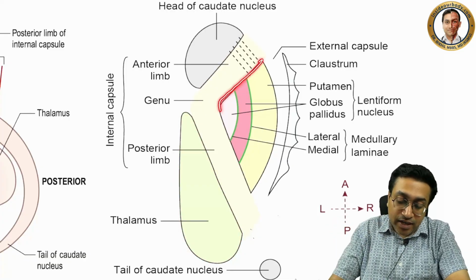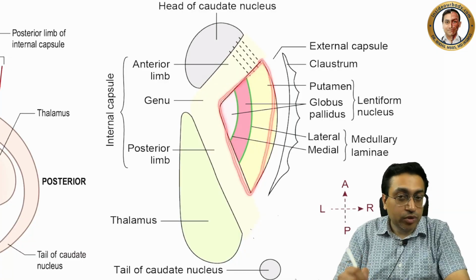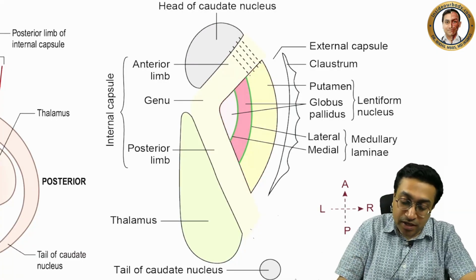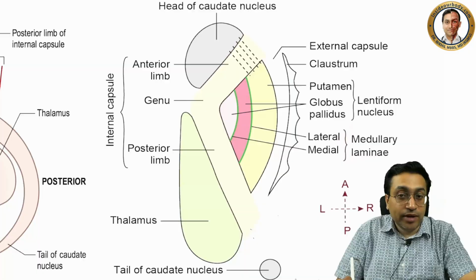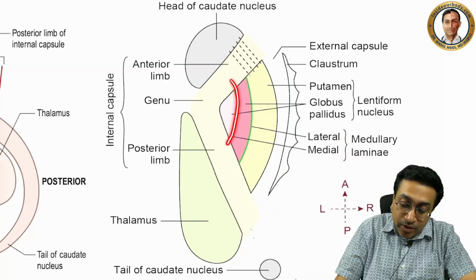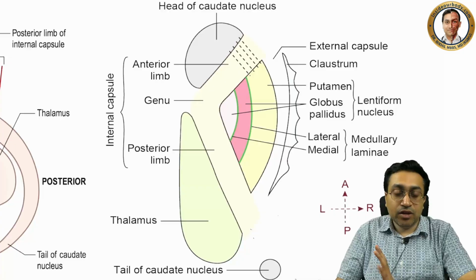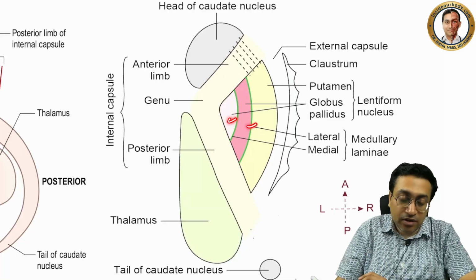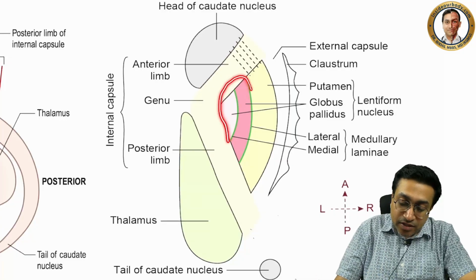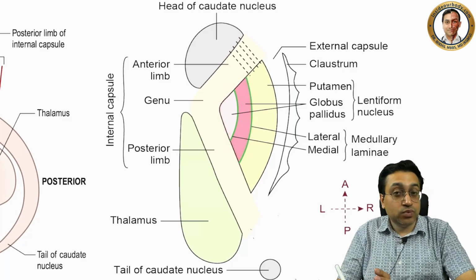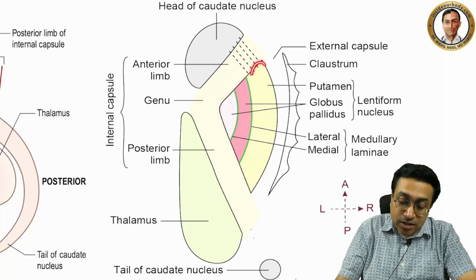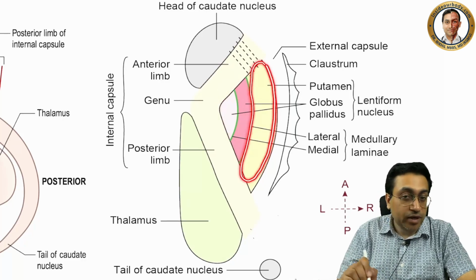Then this is the lens shaped lentiform nucleus. Now see and appreciate, there are medullary laminae. There is an internal medullary lamina, external medullary lamina. I think now you can recollect which is the medial, which is the lateral, right. So this entire region is the medial part. This is the globus pallidus. This part would be known as putamen, right.